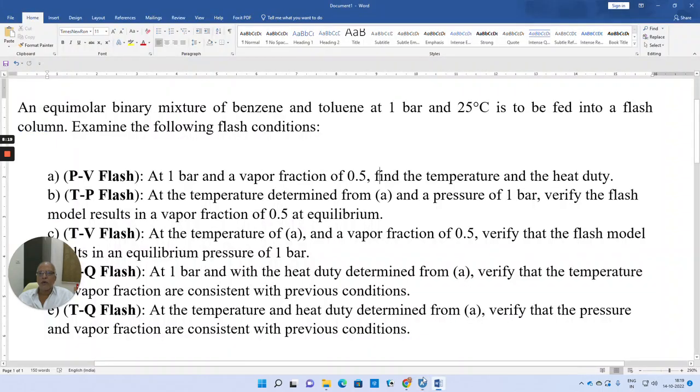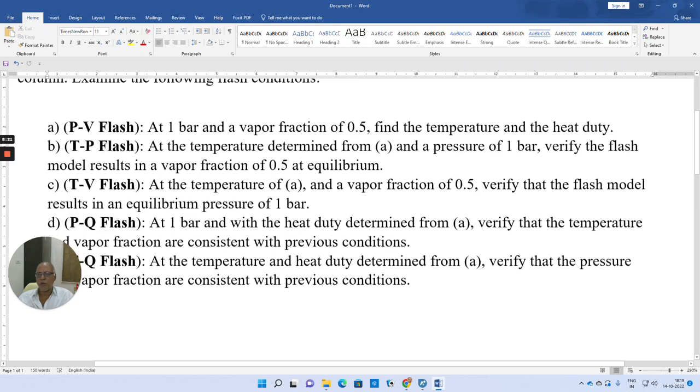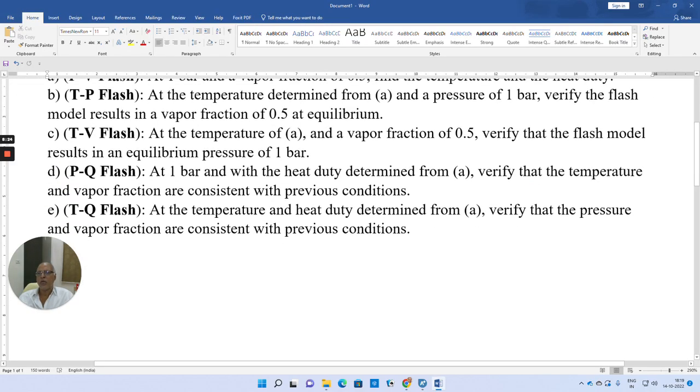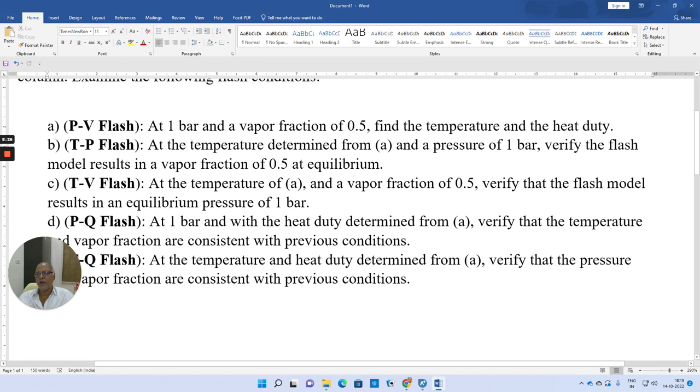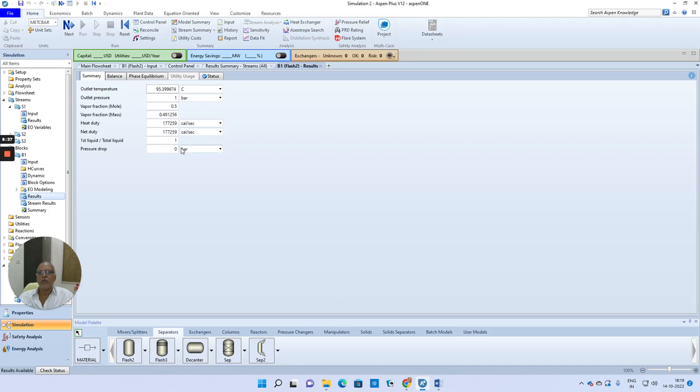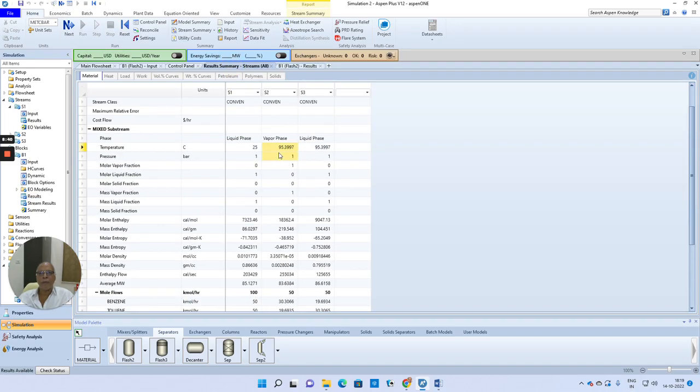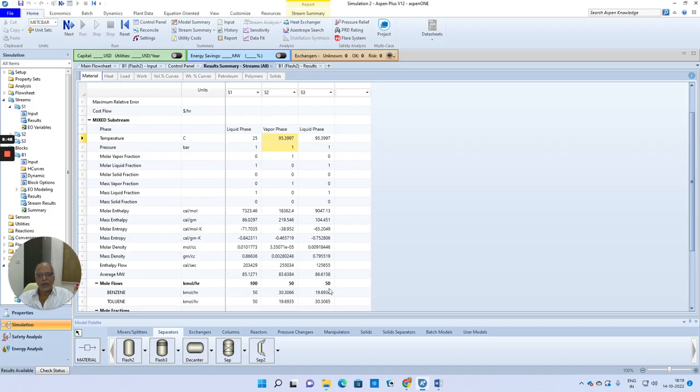So in other words, we are trying to solve the same flash problem with different types of inputs. In the first case, we gave pressure and vapor fraction. In the second case, we gave temperature and pressure. Now, in the third case, we wanted to specify temperature and vapor fraction. Right? Did you observe the result summary? Now you can see these two are given. Now we were able to calculate the vapor fraction and the composition along with heat duty.